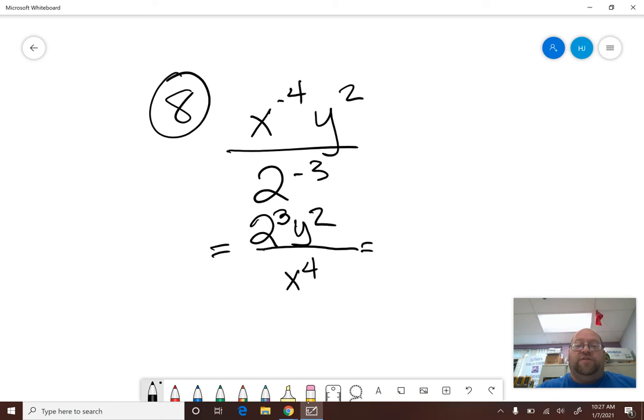So 2 to the 3rd power is going to be 2 times 2 times 2. 2 times 2 is 4. 4 times 2 is 8. So it's going to be 8y squared over x to the 4th. And that is exactly what you need to do. And so hopefully this has been helpful to you.